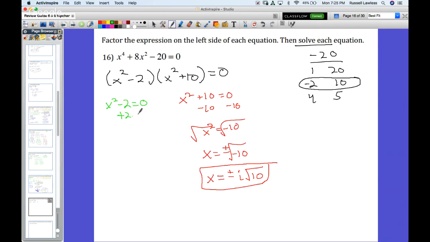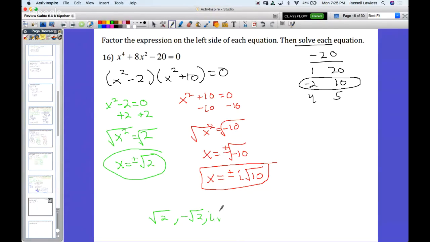So I'm going to add 2 to both sides. Then that'll give me x squared is equal to 2. When I square root, I'll get x is equal to the positive and negative square root of 2. Those are your final answers. You have essentially root 2, negative root 2, i root 10, and negative i root 10. Those are your 4 answers.